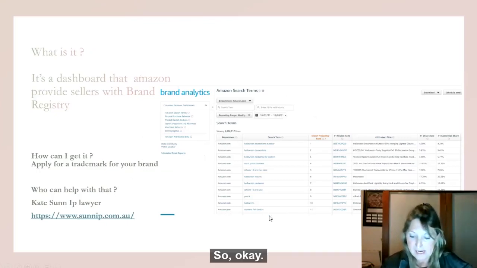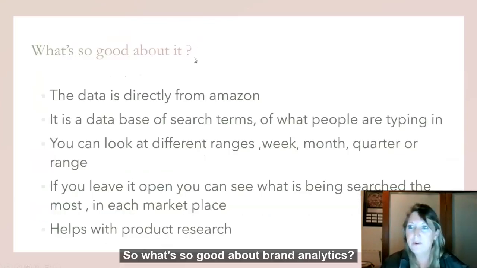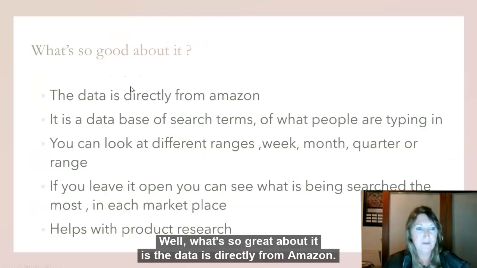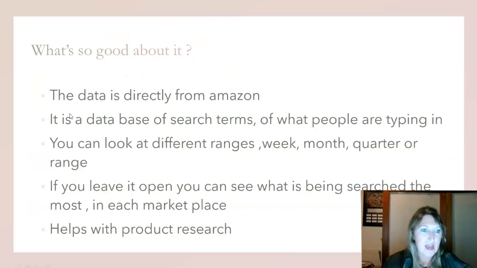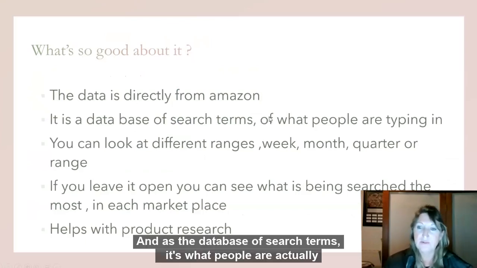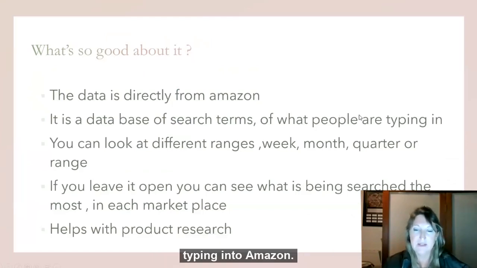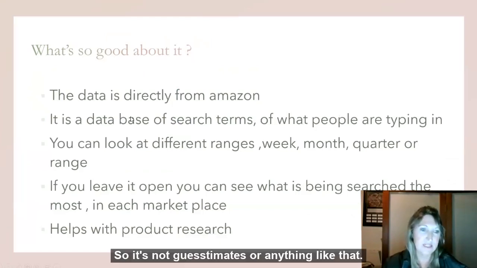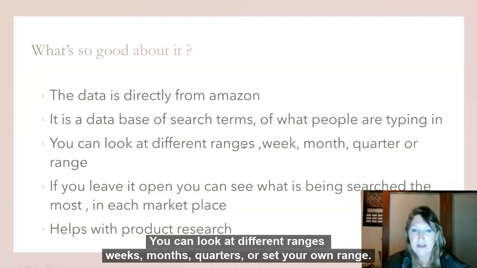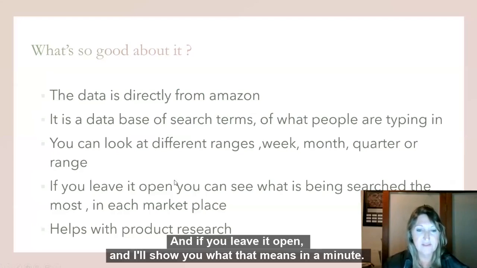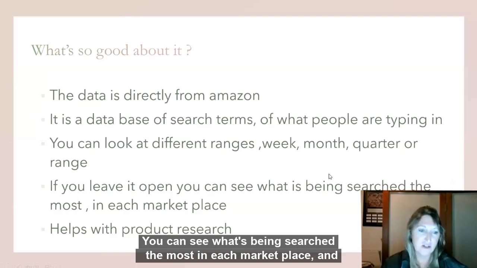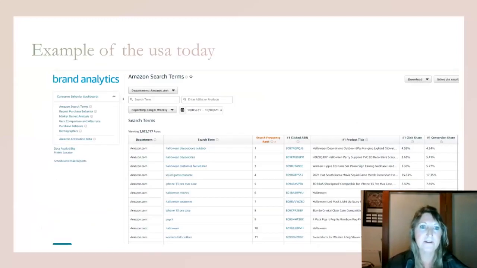So, okay, what's so good about brand analytics? Well, what's so great about it is the data is directly from Amazon. And as the database of search terms, it's what people are actually typing into Amazon. So it's not guesstimates or anything like that. You can look at different ranges: weeks, months, quarters, or set your own range. And if you leave it open, and I'll show you what that means in a minute, you can see what's being searched the most in each marketplace. And this can help with product research.